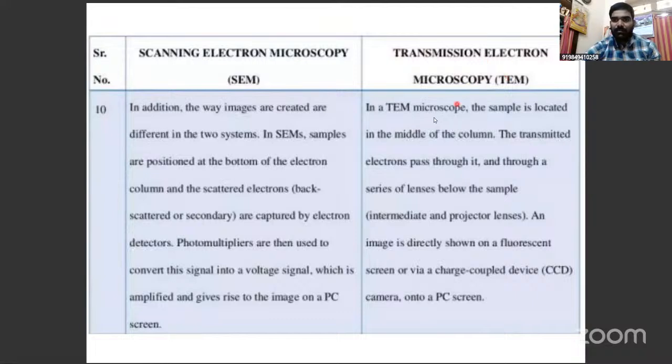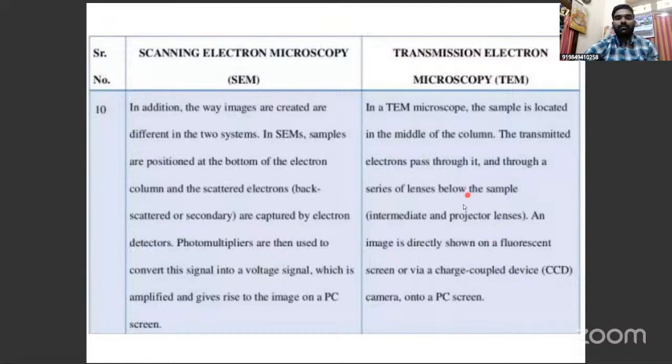Transmission electron microscope. In a transmission electron microscope, the sample is located in the middle of the column. The transmitted electrons pass through a series of lenses below the sample, like intermediate and projector lenses. An image is directly shown on the fluorescent screen, and a charge coupled device camera displays it onto the PC screen.